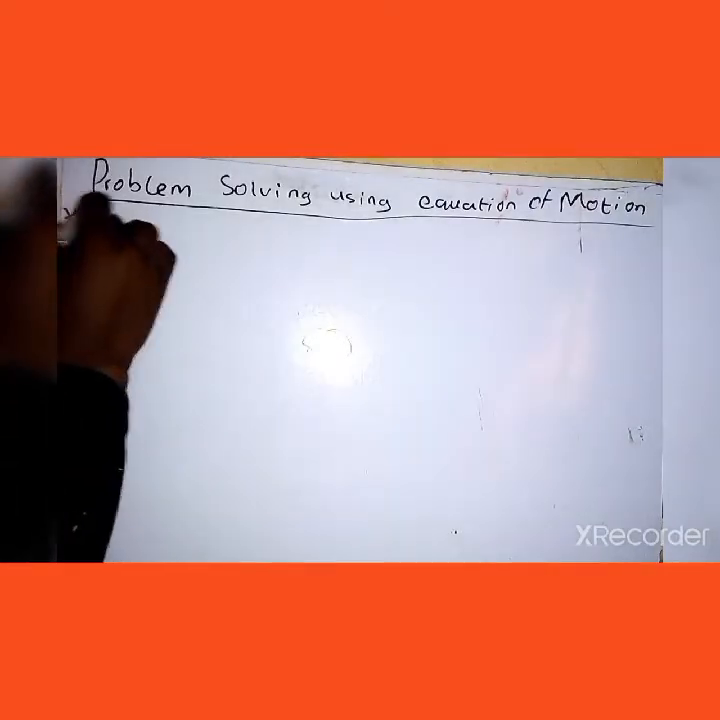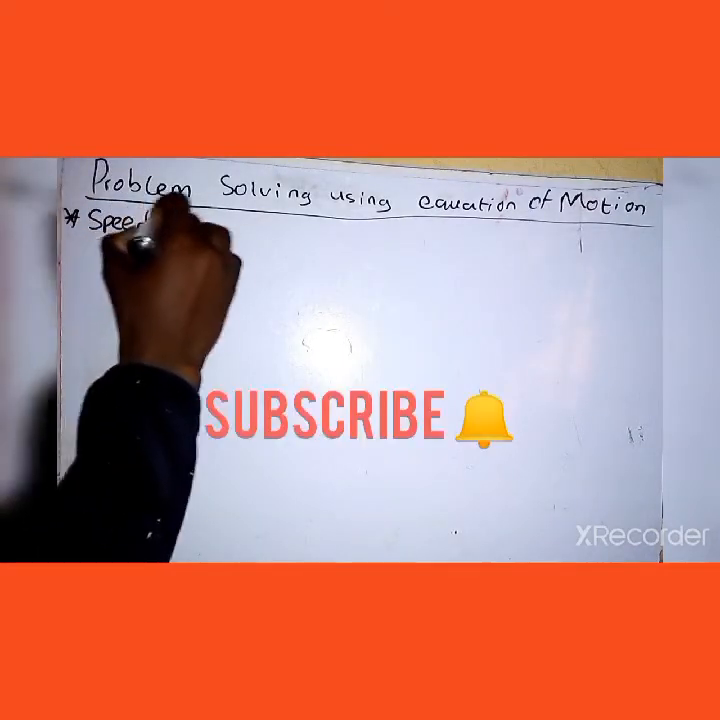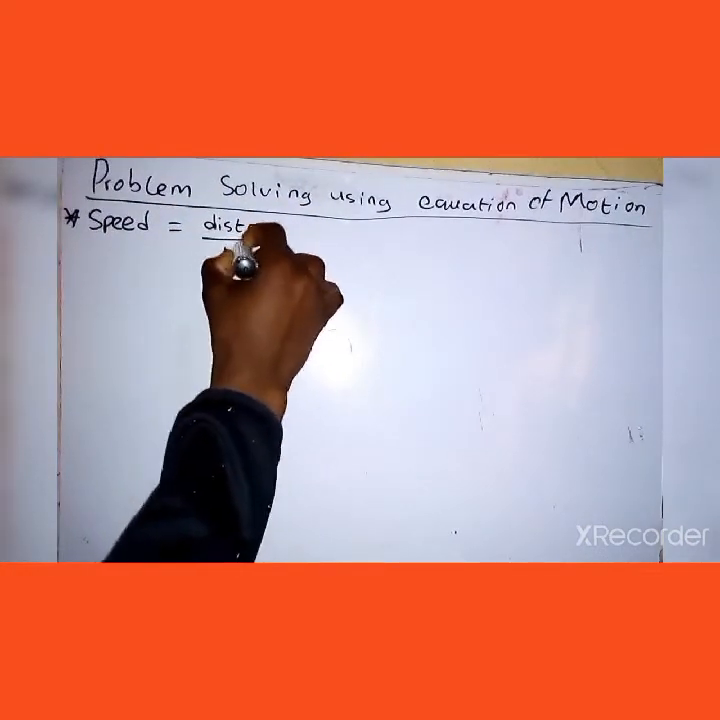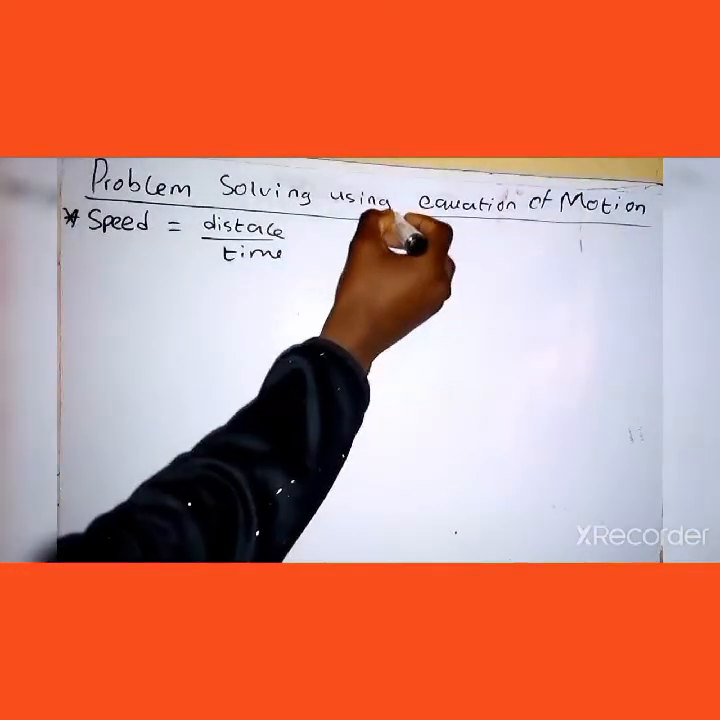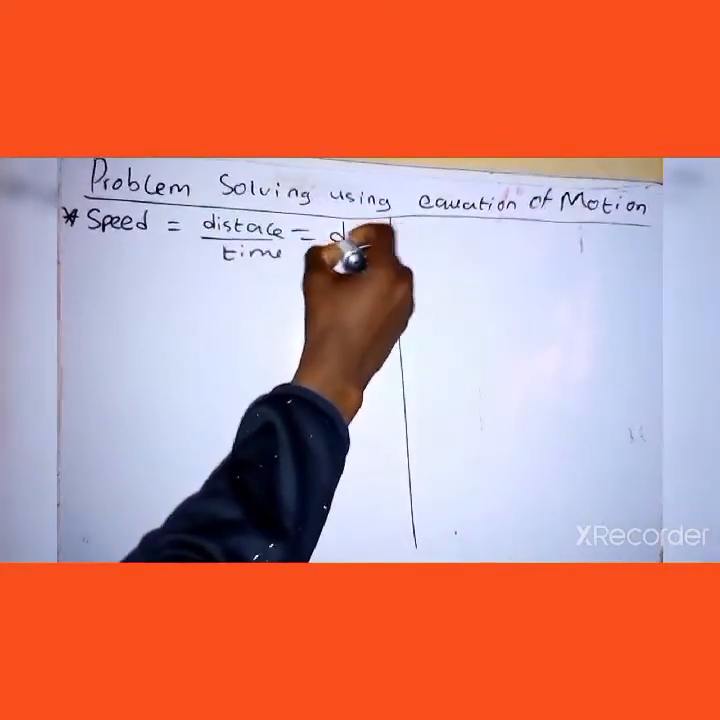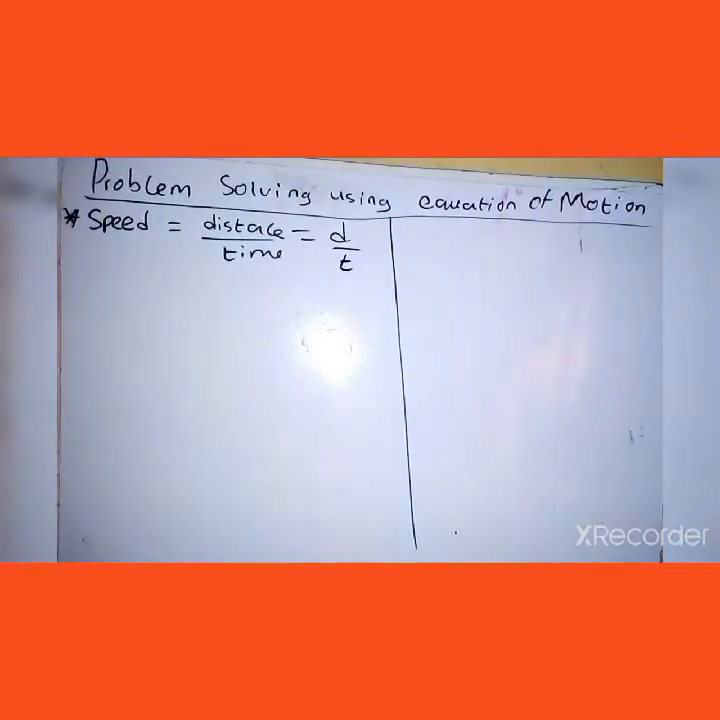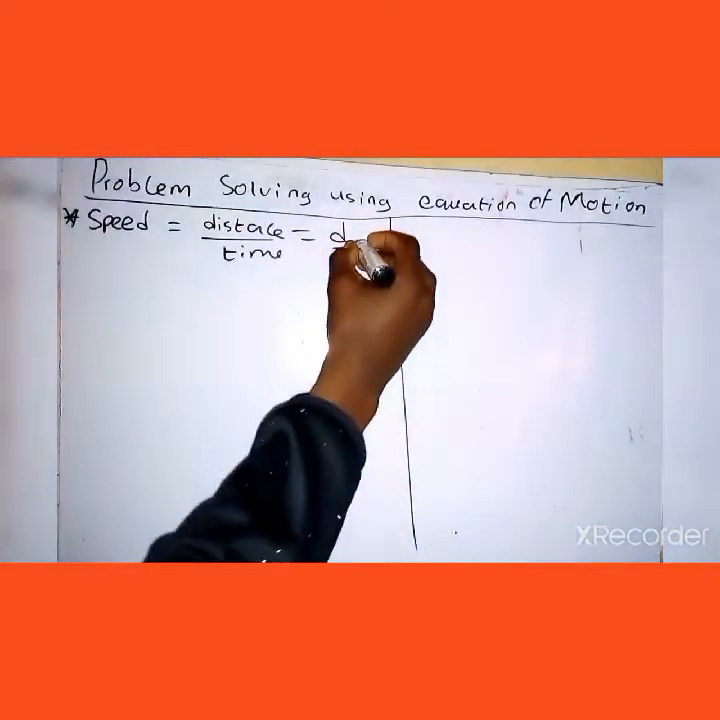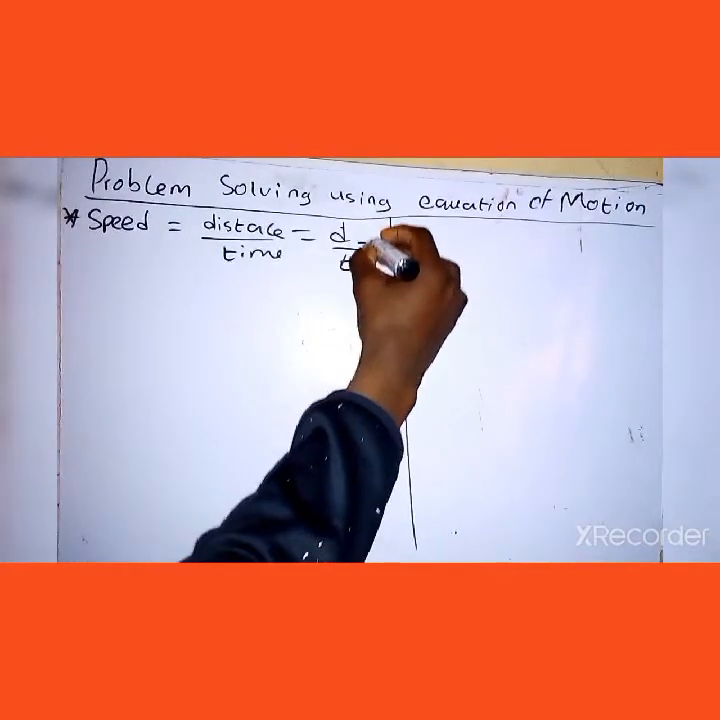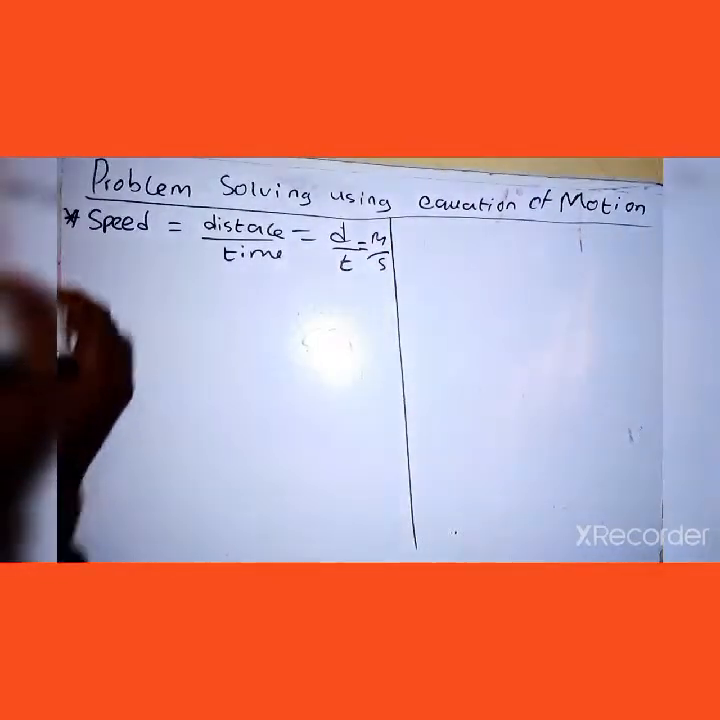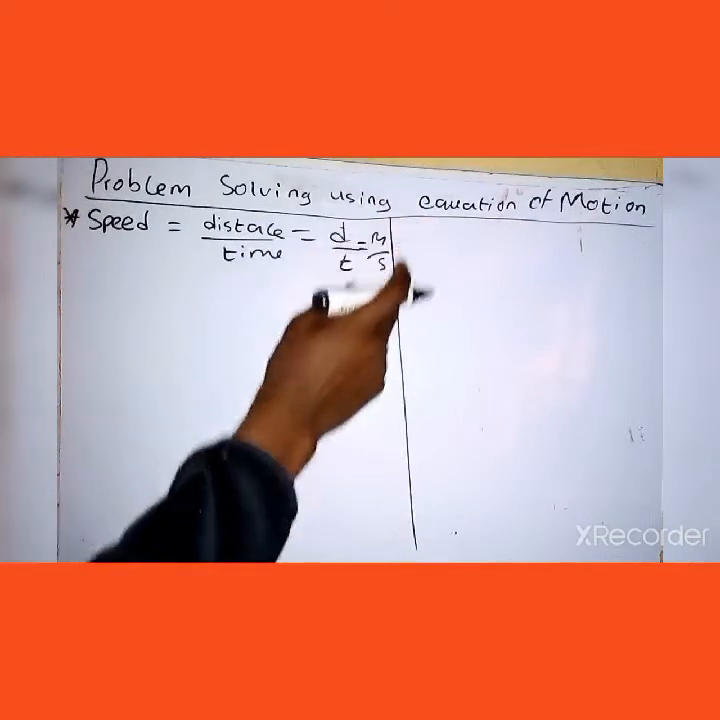So now let's start with speed. Speed is distance over time. So our speed is d over t. This is the formula for speed, measured in meter per second. Time is measured in seconds, so the unit of speed is meter per second.